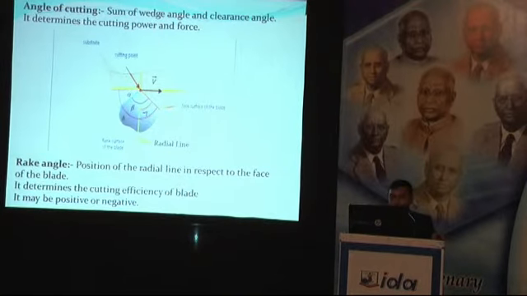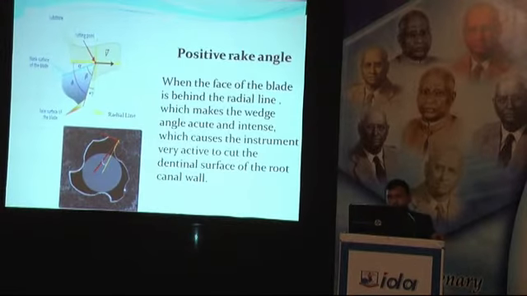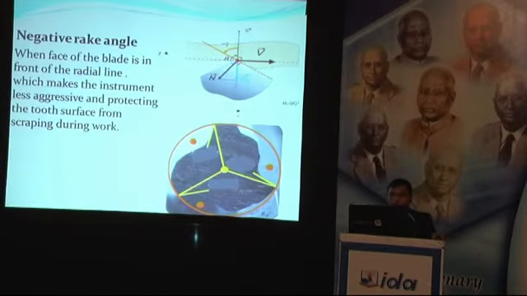Rake angle is the position of the radial line in respect to the face of the blade. It determines the cutting efficiency of the blade. It may be positive or negative. A positive rake angle is when the face of the blade is behind the radial line, which makes the wedge angle acute and intense, which causes the instrument to be very active in cutting the dentinal surface of the root canal wall. A negative rake angle is when the face of the blade is in front of the radial line, which makes the instrument less aggressive and protects the tooth surface from scraping during work.